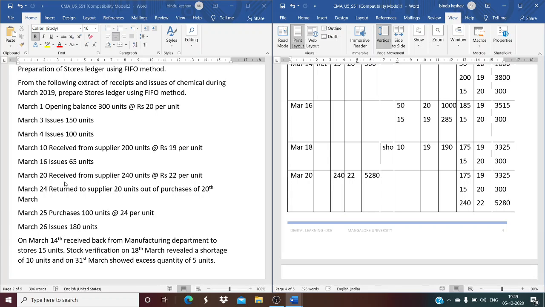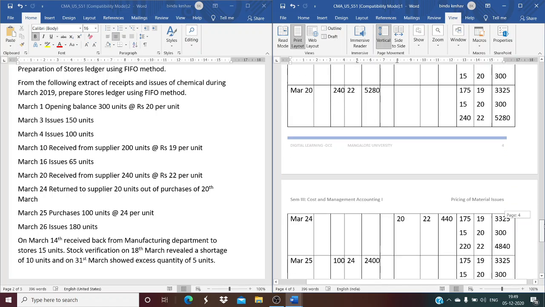And on March 20th, we have received from supplier 240 units at rupees 22 per unit. March 20th, in receipts column, quantity 240, rate 22, the amount is 5218. Now in the balance column you can see we have the first lot 175 at rupees 19, 3325, 15 units at rupees 20, amount is 300, and now the recent purchases 240 at rupees 22, 5218. There are three lots available now.